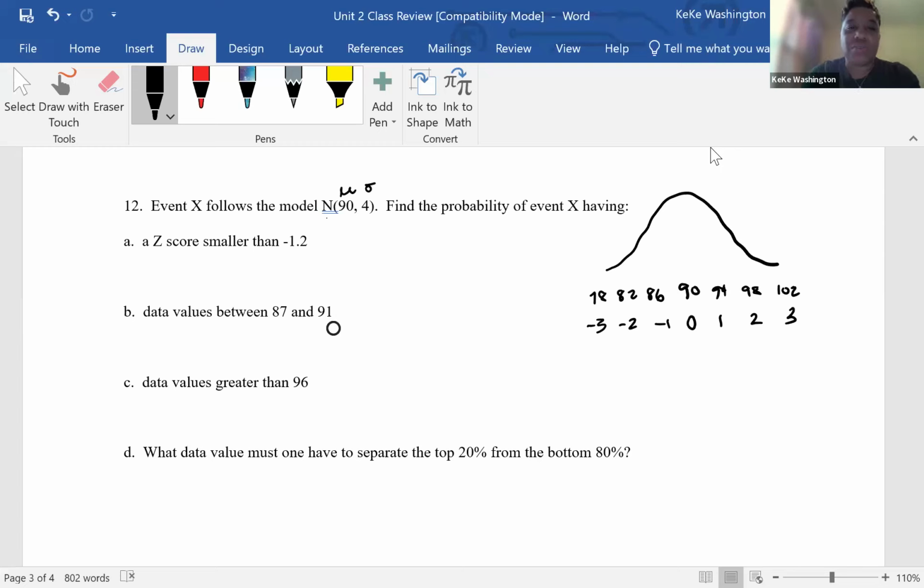All right, so we want a z-score that's smaller than -1.2. Let's draw that in, at -1.2, so somewhere over here. So we're interested in the probability of this shaded region. Okay, so off we go to StatCrunch.